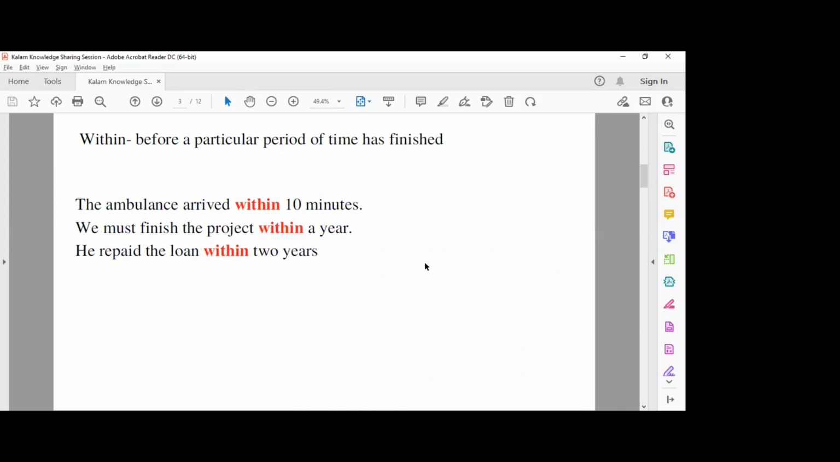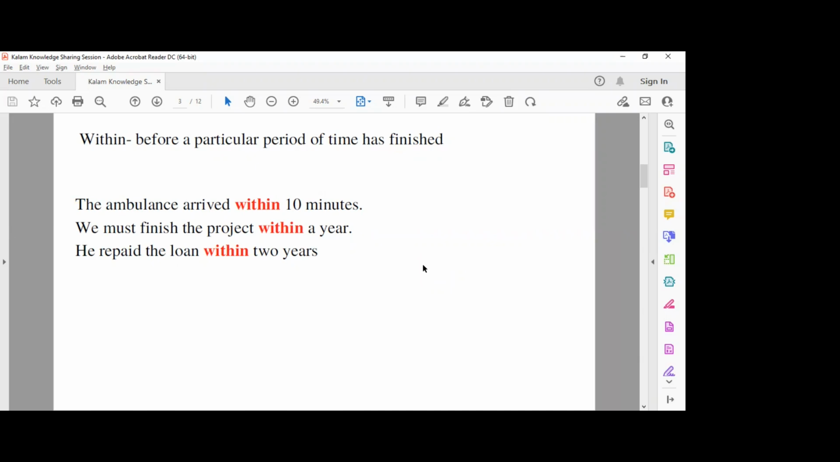First example is: the ambulance arrived within 10 minutes. When we are talking about a time period, the duration of time, in that situation we have to use "within". Next one is: we must finish the project within a year. Here we are talking about the time duration. So within a year we must finish the project.